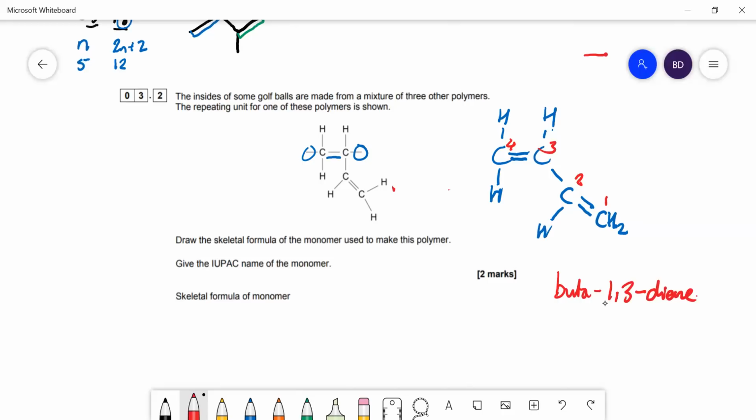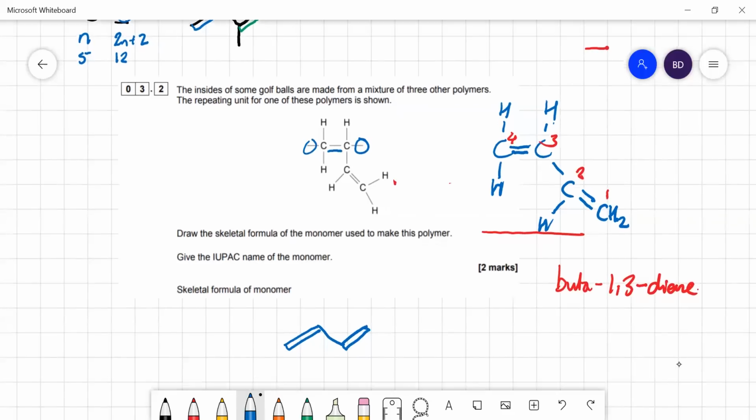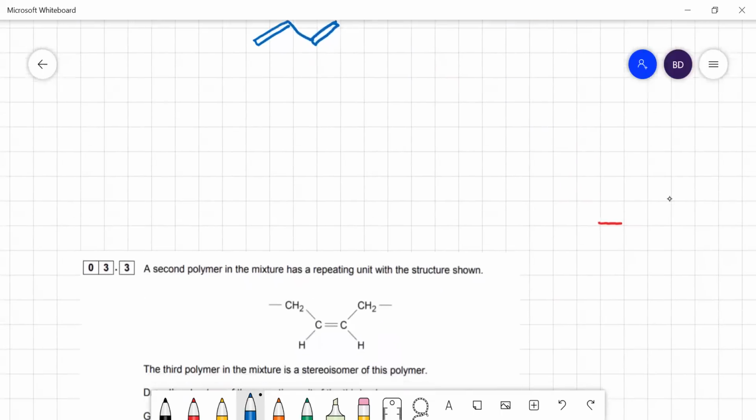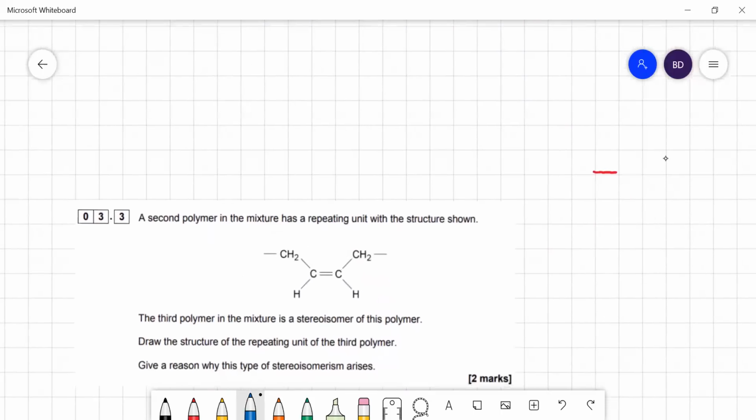Oh, actually, as for the skeletal formula of the monomer, I haven't drawn the skeletal formula there, so I've got to draw the skeletal formula. So we've got 4 carbons, and we've got one double bond there, and we've got one double bond there. A second polymer in the mixture has a repeating unit with the structure shown there.